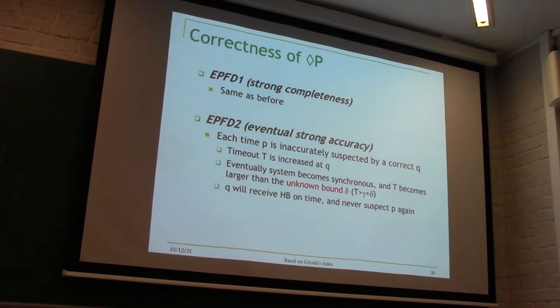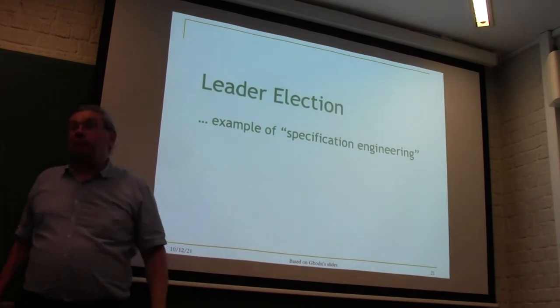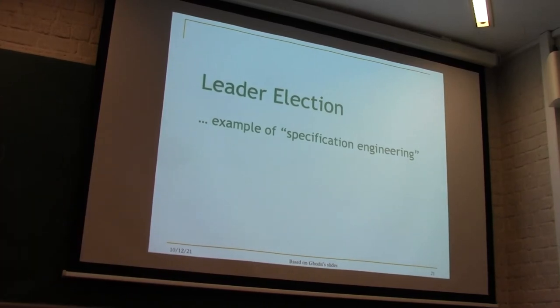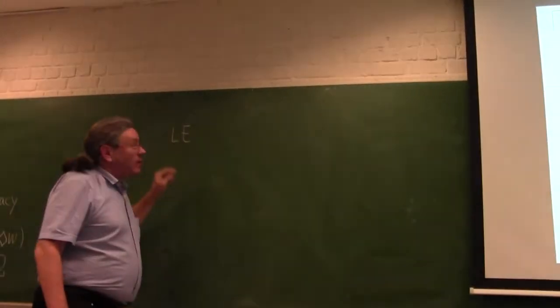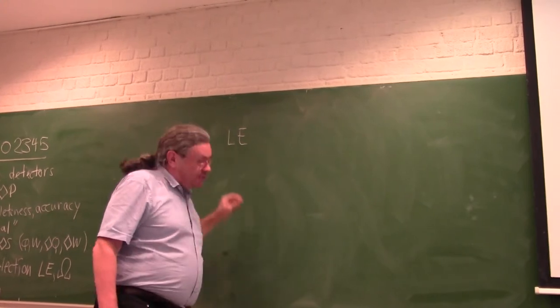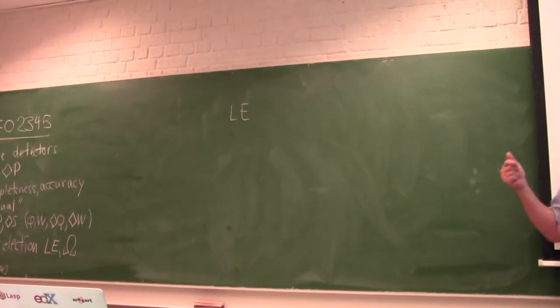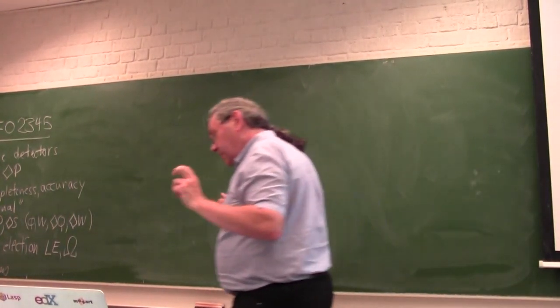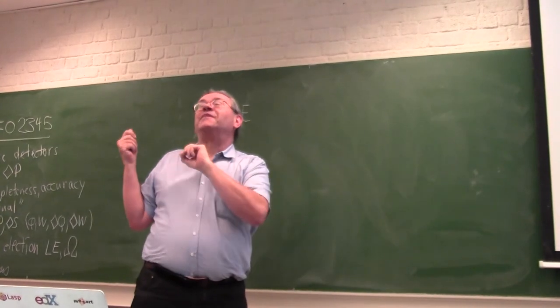Okay, let me make a small break now, and then we start making algorithms. The first algorithm I want to do is called leader election, but we'll do it after the break. Let me show you an example of an algorithm where we're also going to do what I call specification engineering. We're going to tweak the specification so that the algorithm does exactly what we want.